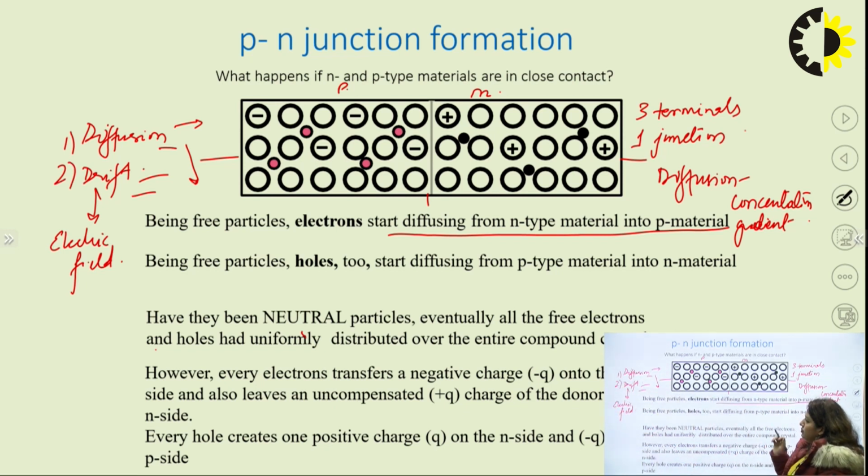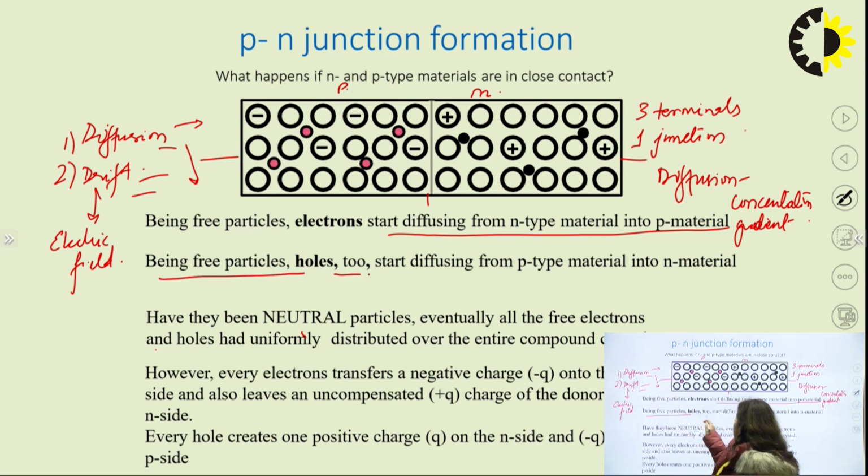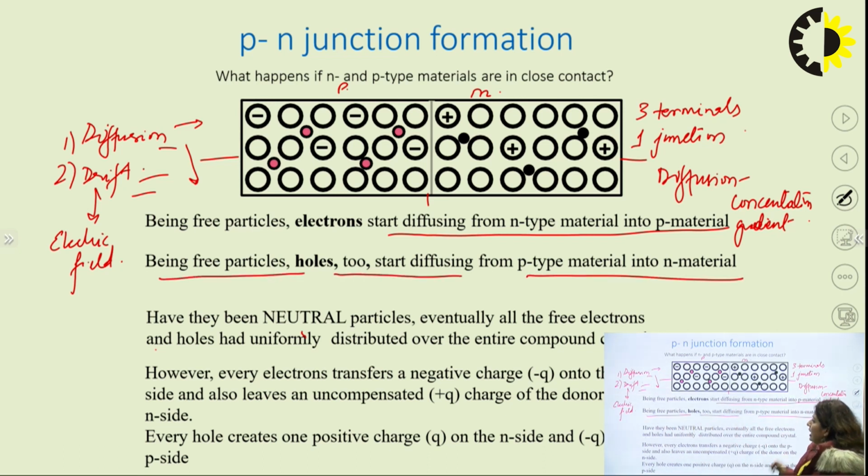So being free particles, electrons start diffusing from N type material into P type material. Being free particles, holes also start diffusing from P type to N type. So there will be a diffusion of electrons from N type to P type, and there will be diffusion of holes from P type to N type. Having been neutral particles, eventually the free electrons and holes would be uniformly distributed over the compound crystal. However, many electrons transfer a negative charge onto the P side, and also leave an uncompensated positive charge of the donor on the N side.